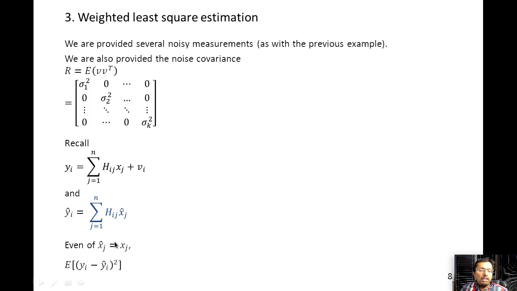Again, if you recall, even if x hat was exactly equal to x_j, then the error would only be because of the noise. What will happen is that the expected value of each of these is going to be sigma squared. So what you typically want to do is minimize this, right? If sigma 1 is much larger than, say, sigma 2, then you might want to scale it down appropriately. So we can think about dividing all of the squared errors by sigma i squared, which seems to be the natural weighting function that you can use.